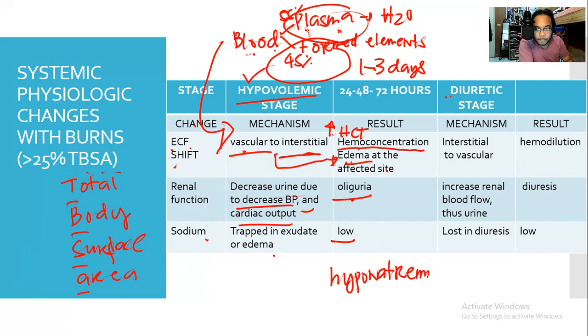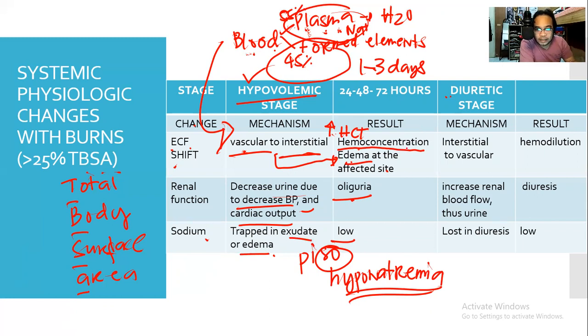So magkakaroon tayo ng hyponatremia. Sir, bakit magkakaroon ng hyponatremia? There is shifting nga eh. Remember, sodium outside. Kasama na siya sa inyong plasma. So aside from the water, mag-shift din yung sodium doon sa labas kasi you will be having your leaky capillaries already. Kaya nga trapped in the exudate or edema. So kasali yan sila doon sa pag-shift.